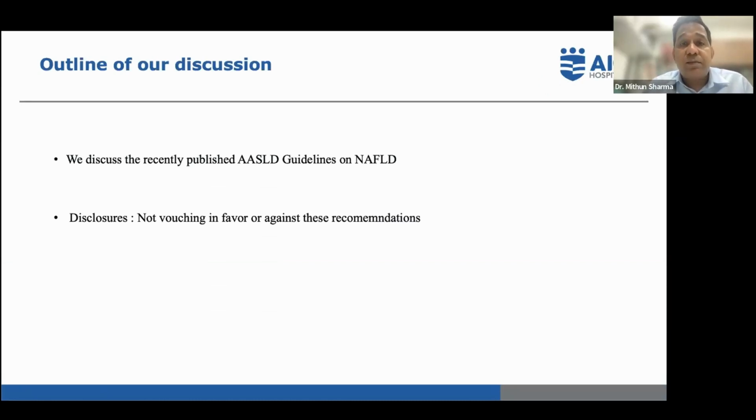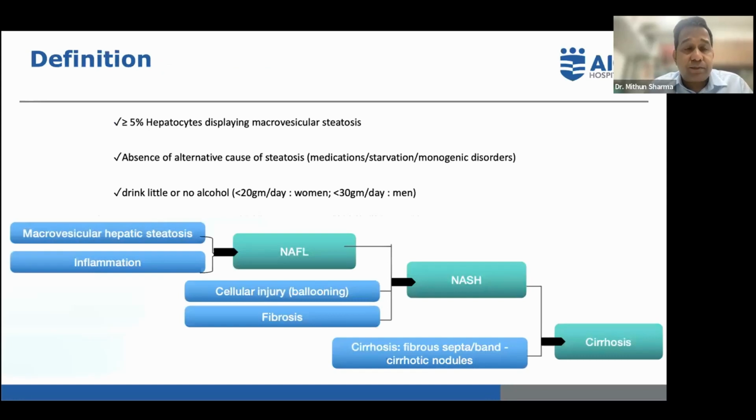So we will discuss the published guidelines. These are not my personal views, and I'm not vouching in favor of or against these recommendations, but this is what the scientific evidence says. So how do we define non-alcoholic fatty liver disease?